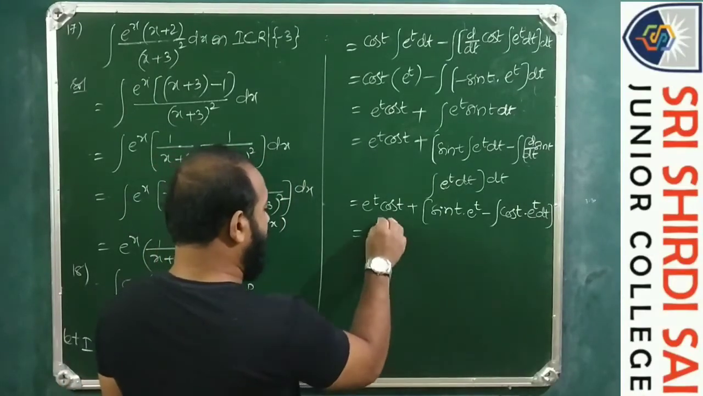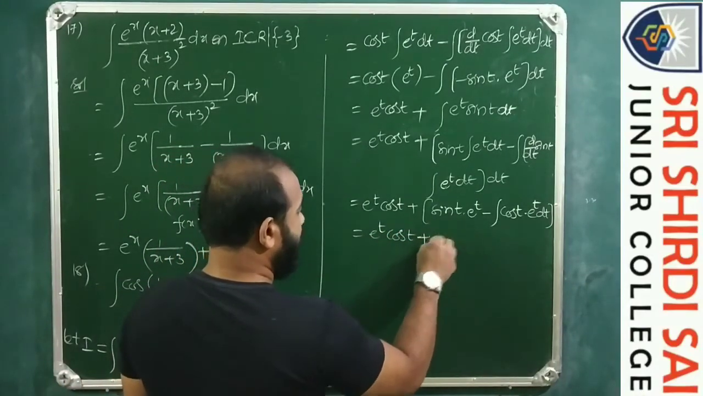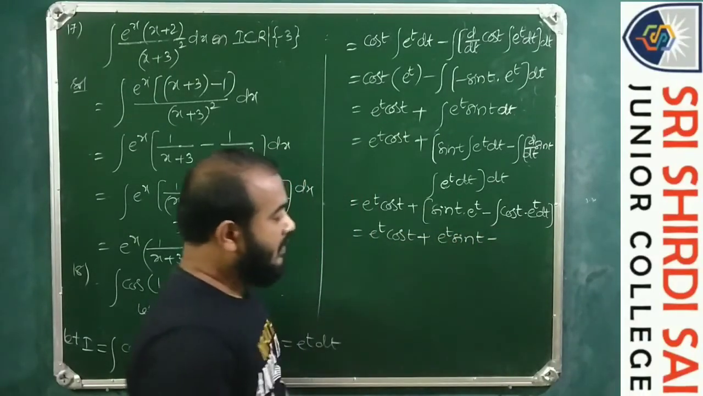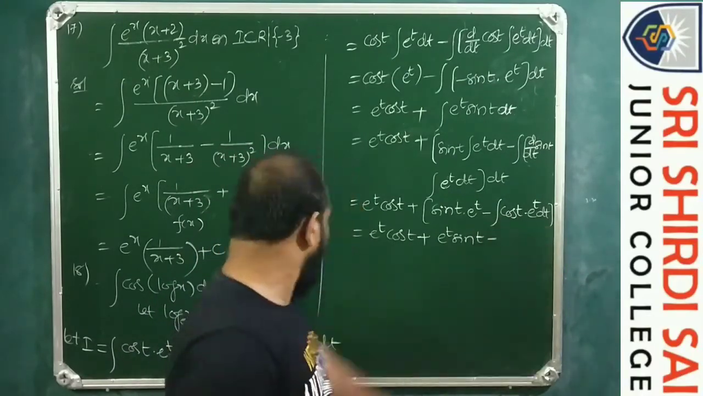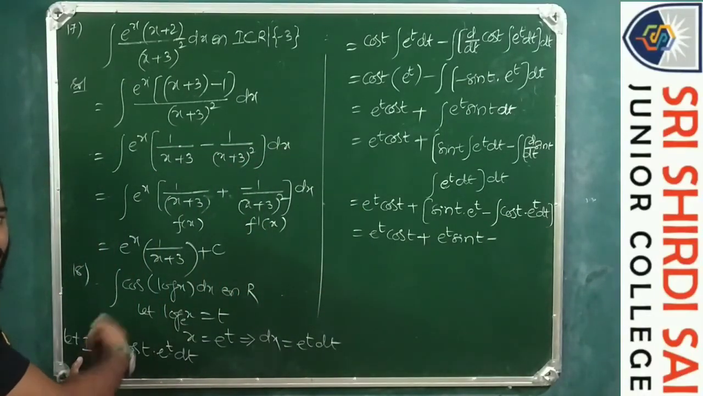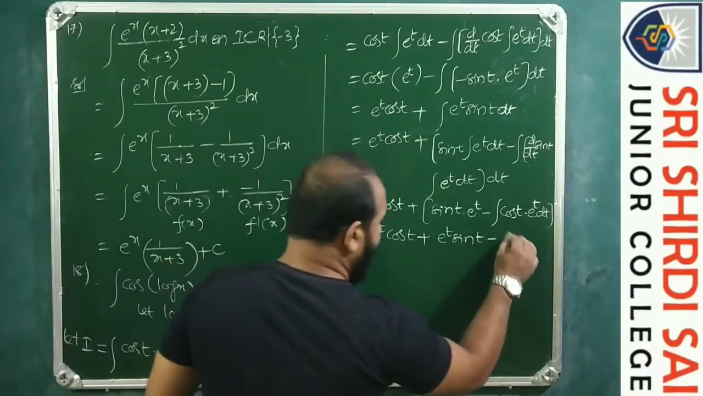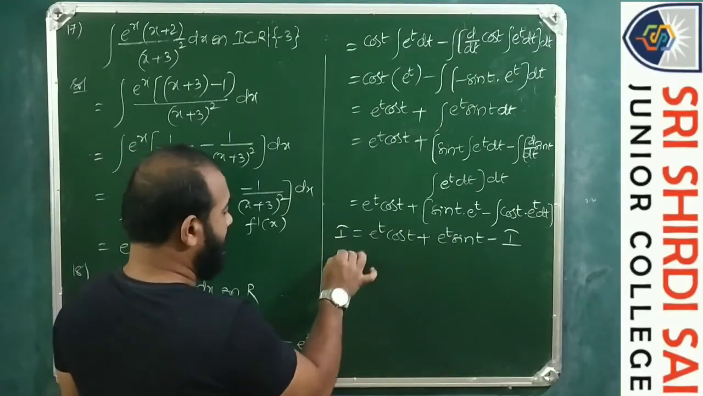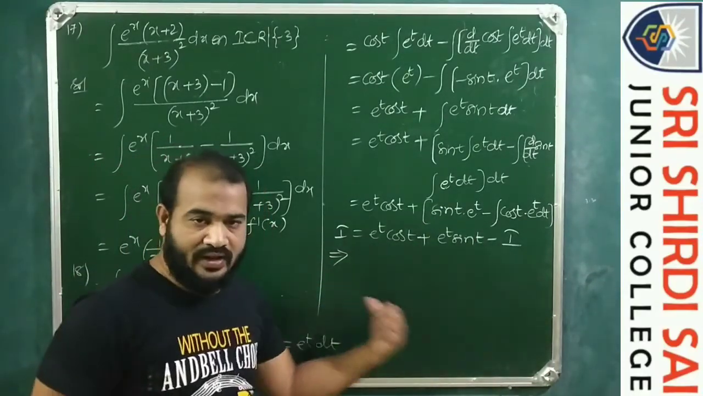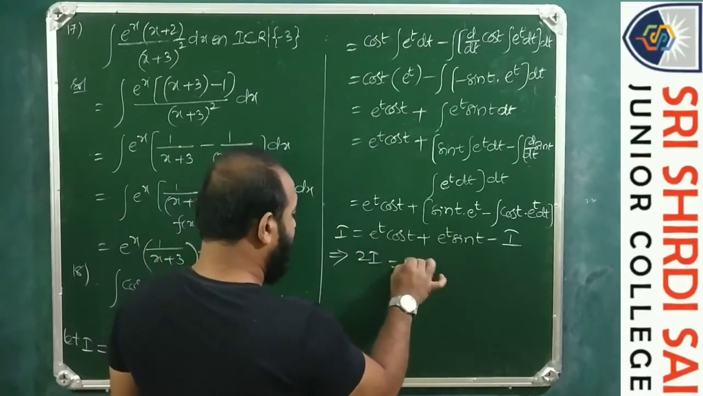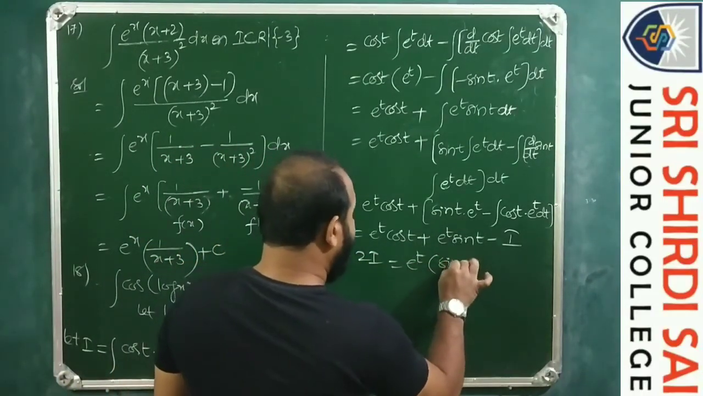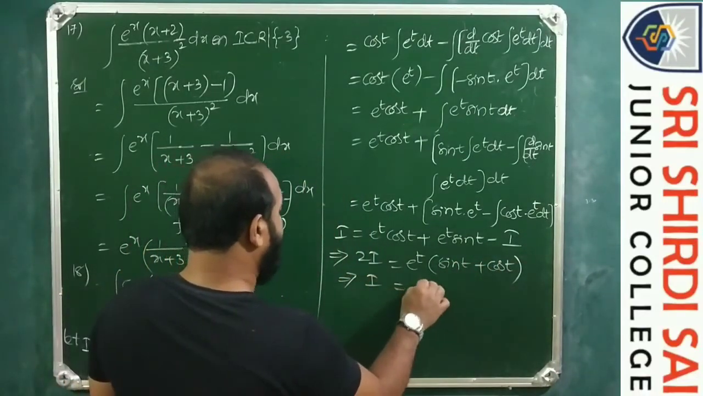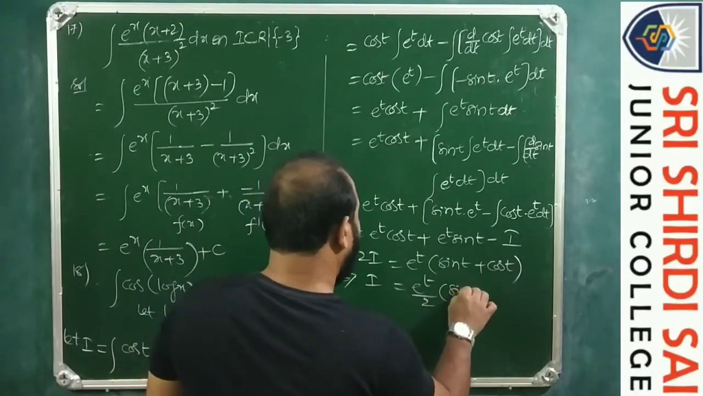So this is equal to e power t cos t plus e power t sin t, minus into minus, minus I. Integral e power t cos t dt we have treated as I, so it has been repeated. So I on the left side and I on the right side; transposing to the other side, 2I is equal to, taking e power t as common, e power t into sin t plus cos t. So I is equal to e power t by 2 into sin t plus cos t.